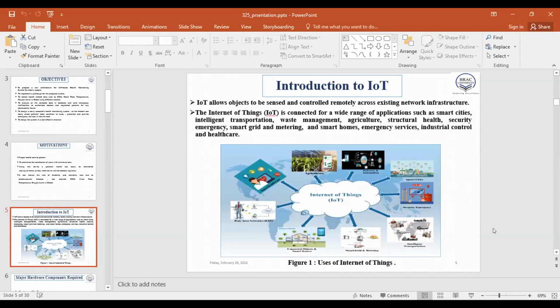Then we come to the point: what is IoT? Introduction to IoT. IoT, the Internet of Things, is a technology that allows objects to be sensed and controlled remotely across existing network infrastructure. The IoT is connected for a wide range of applications. Here you can see a picture of how IoT is connected to all things nowadays, like smart cities, intelligent transportation, waste management, healthcare, agriculture, security emergency, smart grid and metering system, etc.